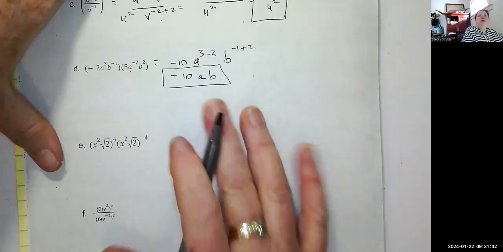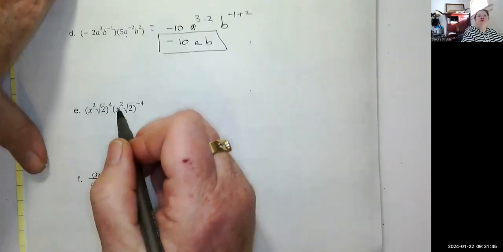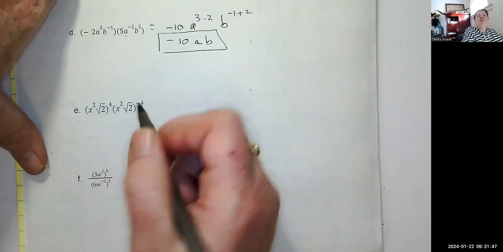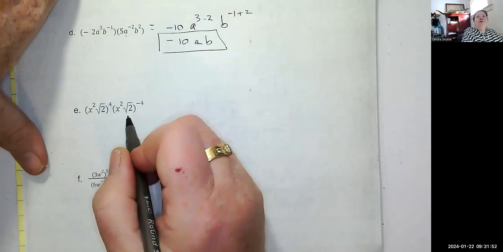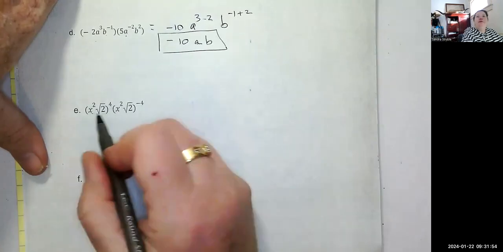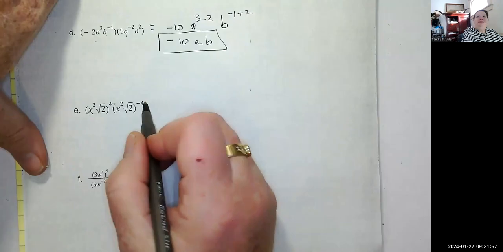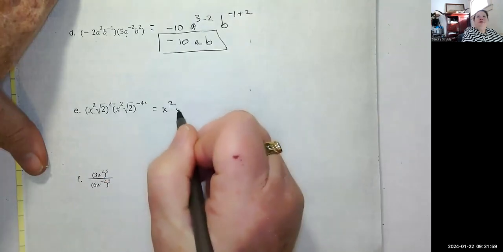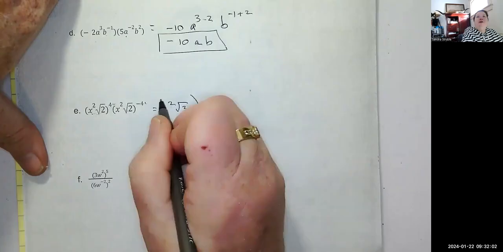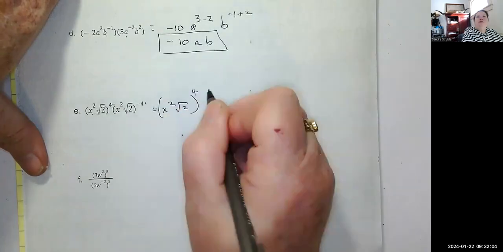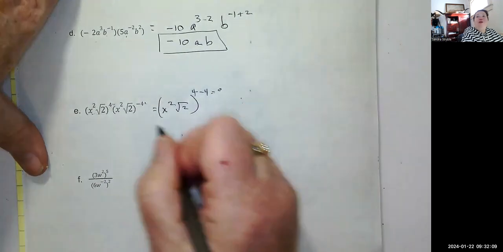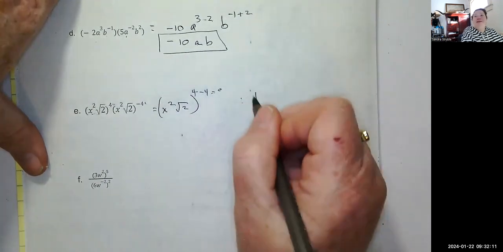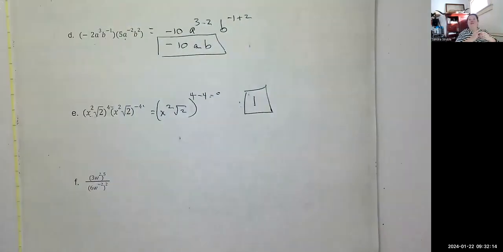That's easy enough. x squared square root of 2 to the 4th times x squared square root of 2 to the -4th. Okay, looks like a 1. These are the same bases, so we can add their exponents, right? So that's x squared square root of 2, all that raised to the 4 minus 4, which is 0. So the whole thing is 1, because anything to the 0 power is 1. So all that stuff is just 1.